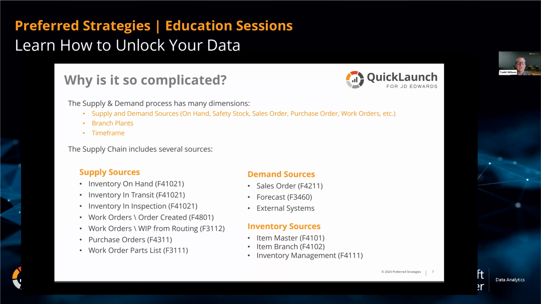From the JD Edwards environment alone, we've listed just a handful of the sources that may come into play when you're talking about visibility across your supply and demand ecosystem. So inventory, work orders, your sales forecast, your demand planning, your capacity planning, your production planning, your card decks, and everything related to that ecosystem.